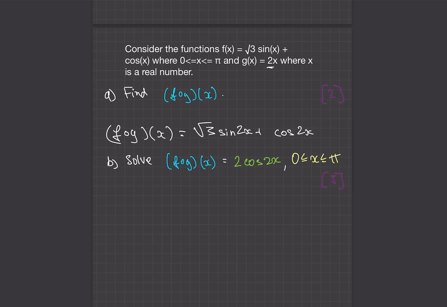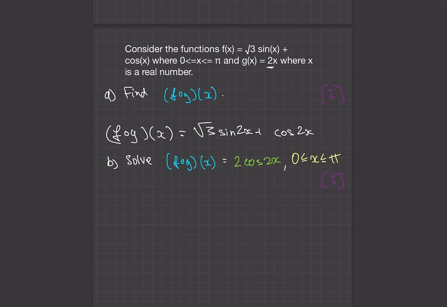So that's the first part. That's why it's 2 marks. It's not too bad. But you just have to make sure you get the order right. So it's f of g. It's not g of f, because if it was g of f, then we would replace all the x's in g with the function f of x. So it's f of g. Okay, so that's the first part done.